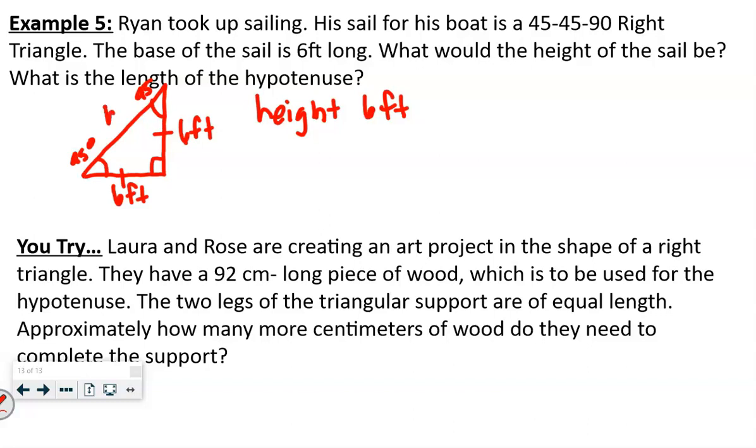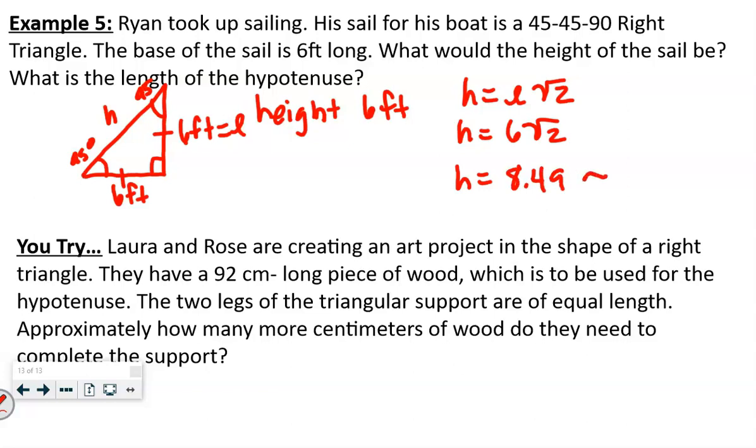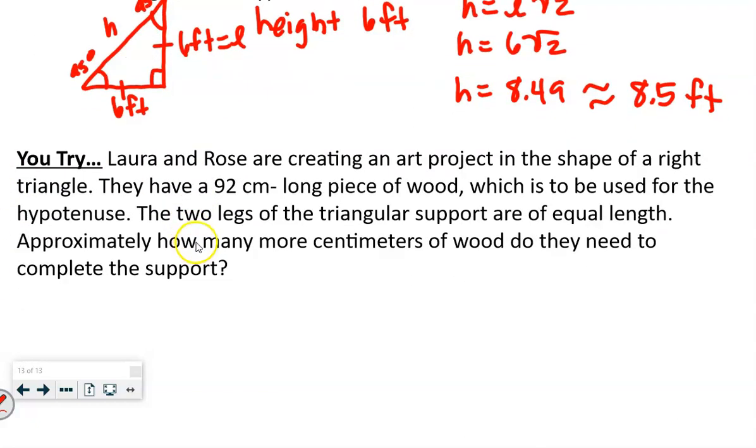And then it says, what would the length of the hypotenuse be? So we're looking for H here, right? So H is equal to L square root of 2. And our length, our leg, is 6 foot, right? So we're going to say H is equal to 6 times the square root of 2, right? So that means when I did this, I got 8.49. So we're just going to say it's approximately 8.5 feet, the hypotenuse, okay? Now here's our U-try. Go ahead and do this one and come back to me when you're done.